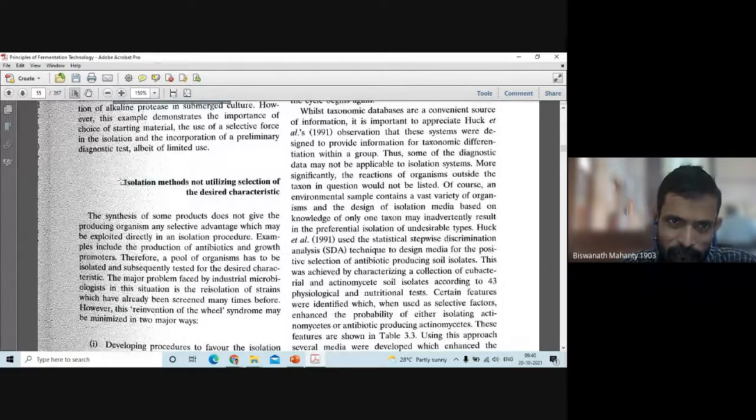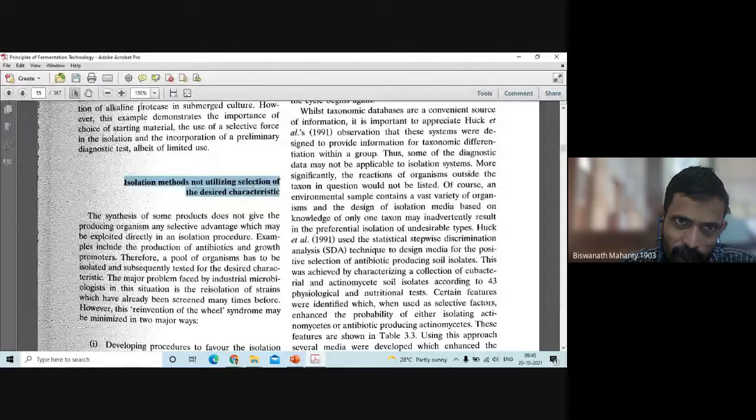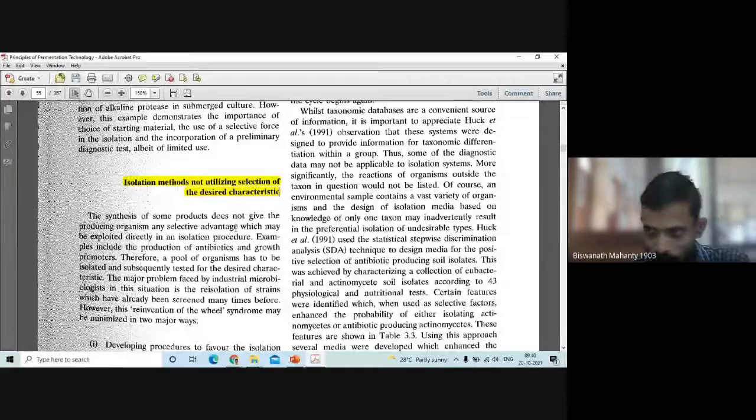Here, the isolation method, this strategy I was talking about today, is an isolation method not utilizing selection of the desired characteristics. So we are not going to have very specific control there. The synthesis of some product does not give the producing organism any selective advantage. I told you, right? Something it is producing does not always make it important. It is no advantage. No advantage means you cannot control.